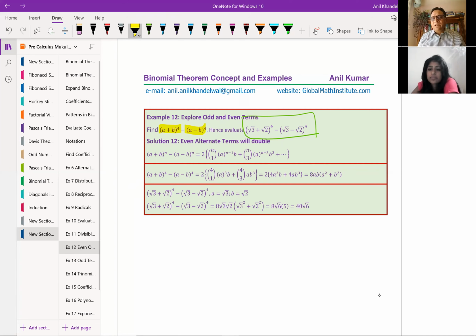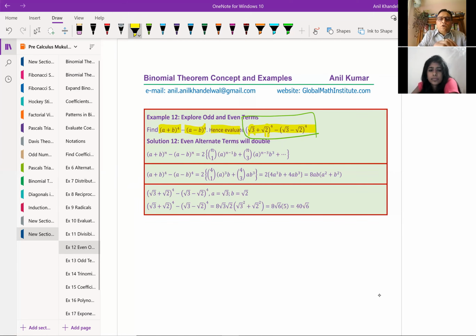What will happen to them? We have even and odd terms; some will cancel, some will double up, right? Once you get that expression, then evaluate this. Evaluate means substitute a as square root 3, b as square root 2, and then find your answer. So that is how a question is designed for you, okay?